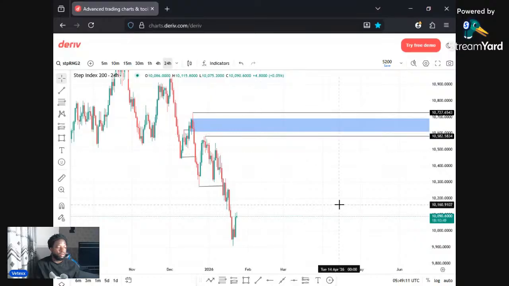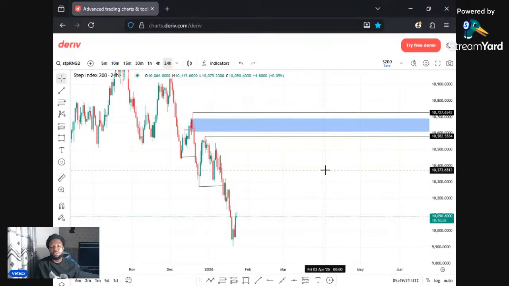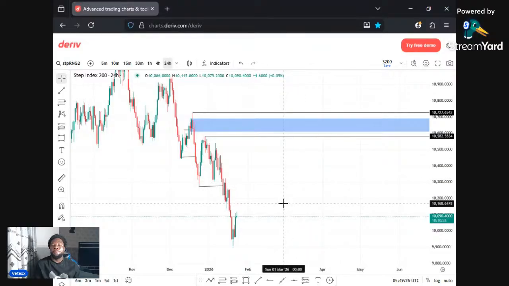Then we'll know the next thing to do, which is going to the 4-hour time frame or the 1-hour time frame to look out for our continuation structure, and then scaling down to the 15 minutes, 10 minutes, and 5 minutes for the continuation setup. So until price comes back here, we don't have anything to do with Step 200.